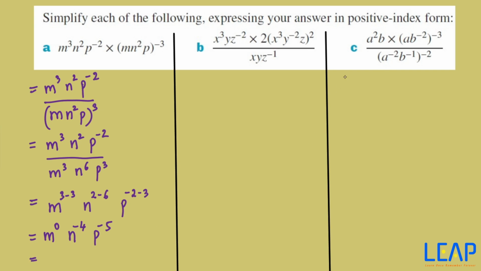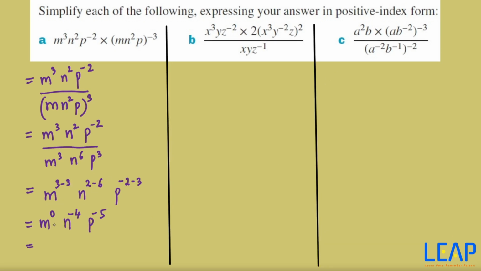Again, the question says you've got to convert it into positive index form. M to the power of 0 is 1. Anything to the power of 0 is 1. So leave that, okay? We'll work on only this. Both have negative exponents, right? So that will be 1 over n to the power of +4, p to the power of +5. So you just have to move them to the denominator to make them positive. That's it. Now question B, again, first part, it's quite simple, and the denominator is quite simple.